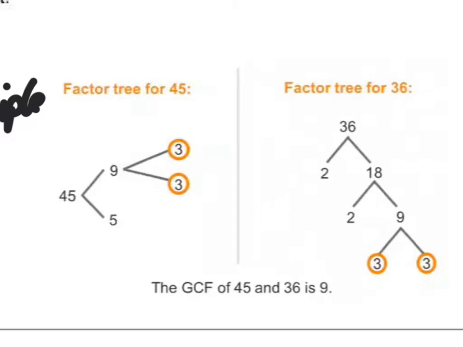Same thing with 36. We look at 36 and say, we could rewrite that as 2 times 18. We can rewrite 18 as the product of 2 times 9, and then rewrite 9 as the product of 3 and 3. Now, what you need to notice here is when you get down to these prime numbers, you need to figure out how many of these prime numbers you have in common. Since you have two common 3's in each of them, 3 times 3 is equal to 9, and that's your greatest common factor.